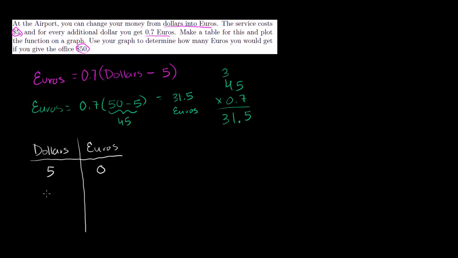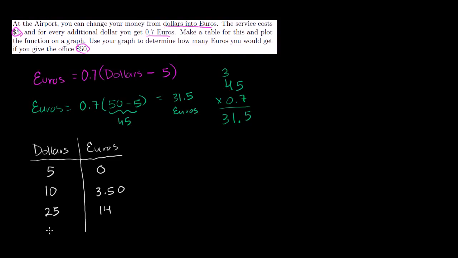Then if you give them, I don't know, $10, what's going to happen? If you give them $10, 10 minus 5 is 5 times 0.7, you're going to get 3.50 euros. 3.5 euros you'll get. Now what happens if you give them, I don't know, let's say you gave them $30. Actually, let me say 25. If you give them $25, 25 minus 5 is 20. 20 times 0.7 is 14.